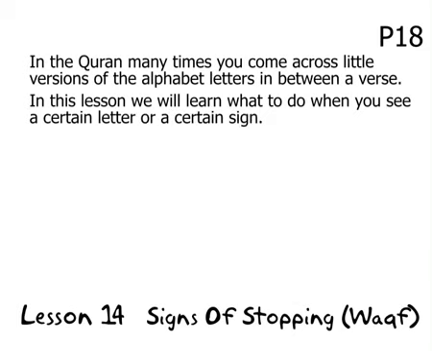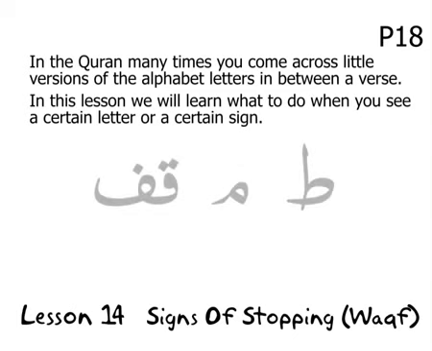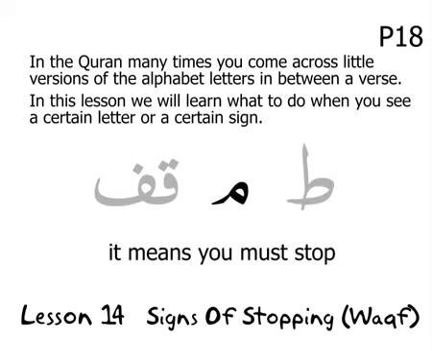Let's look at the first group. The first thing you see is a ta, okay? And then a meem, then a qaf, fa, qif. That's what that is, okay? In Arabic that means stop, okay? And then the last one is just a circle. Right, each one of these, if you see in between a verse a ta, you have to stop. A meem, you have to stop. Qif, you have to stop.